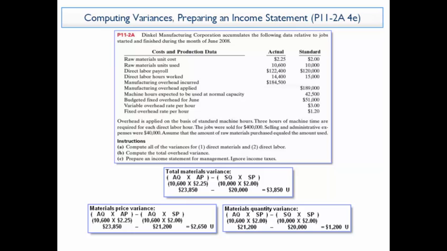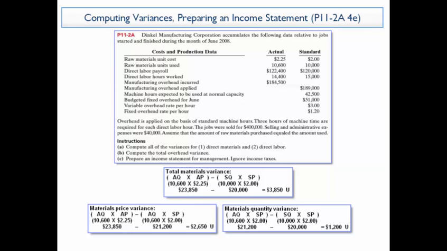Adding the materials price variance, which was unfavorable by $2,650, to the materials quantity variance, which was unfavorable by $1,200, gets us the total materials variance, which was equal to $3,850. And this works because the amount of raw materials purchased was equal to the amount used.